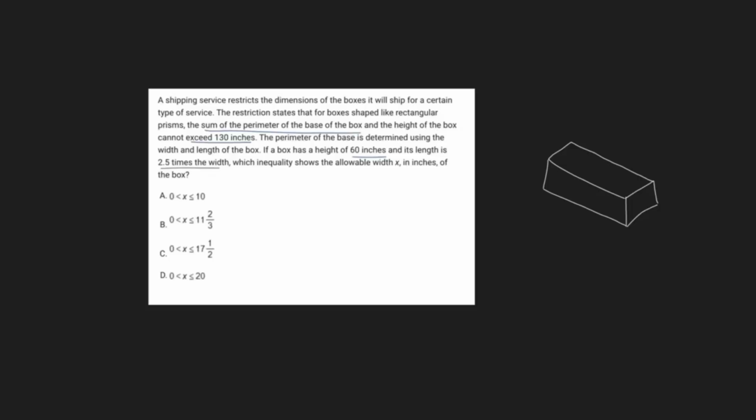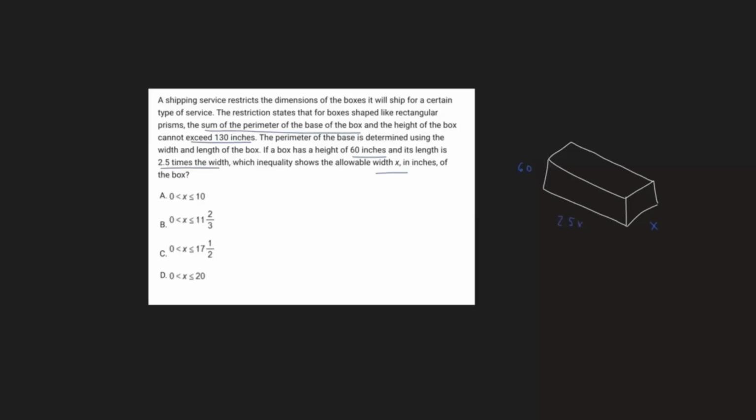All right, so first off, let's label our diagram. We know the height they give us is 60 inches, so let's just write 60 out here. And then they also give us the width, which is x. We don't really have a value for x, so we'll just label x out here. We know the length is 2.5 times the width, so we write this as 2.5x. And now what we need to do is set up our inequality.